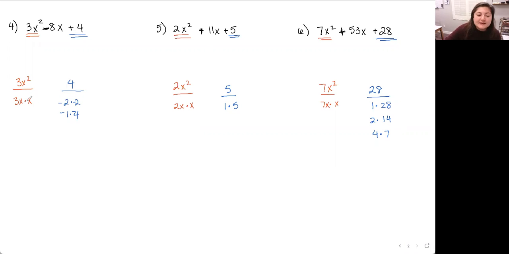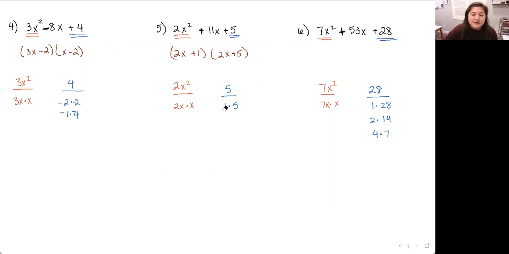So realistically, it's more about trying which ones will work together to give me this negative 8, right? And so if I look at this negative 8 right here, I'm going to need something that looks like this. So negative 2 and 2 would help me out. Negative 2x, negative 6x. And that's going to give me my negative 8x.